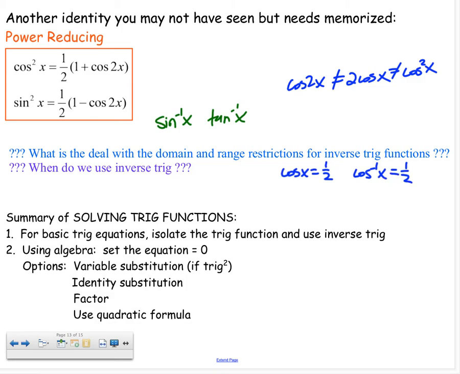Whoops. Did I write that? Oh, nope, I didn't write that right. Let me correct this.